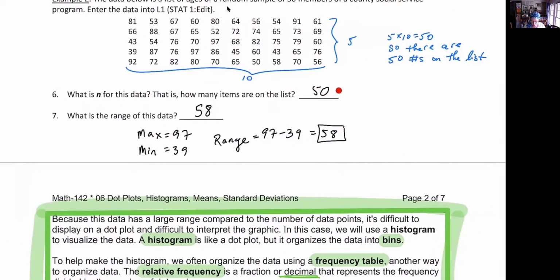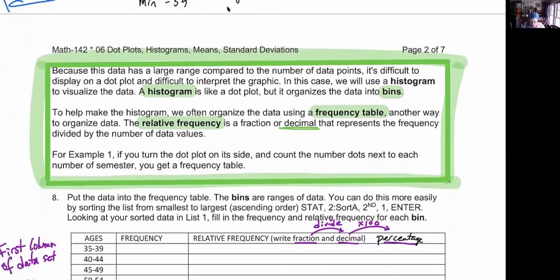So for example 2, there's 50 items in the list. The range is 58 because if you put it in your calc, do sort A for ascending order, and we find the max is 97 and the min is 39, so the range is 58. And we want to put this into bins.